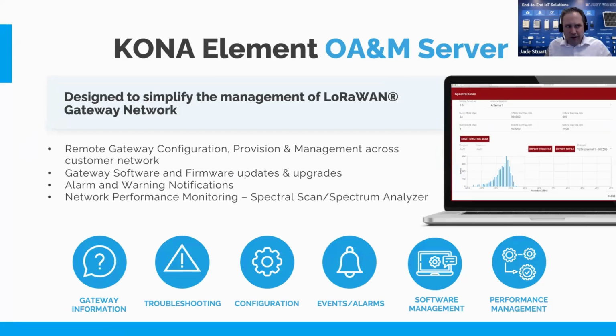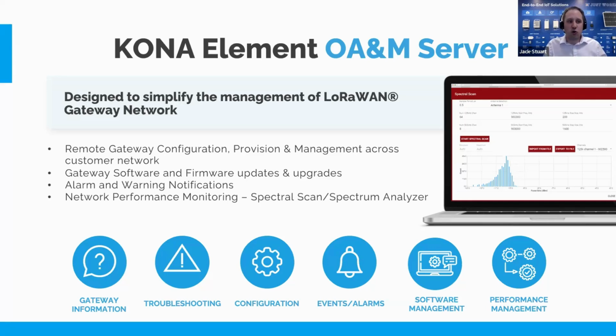Now, earlier, Frank walked you through the gateway story and Tektelic's portfolio specifically, and I'd like to take a minute to talk about our Kona Element Operations, Administration, and Management Server. I mentioned earlier in the presentation that Tektelic's goal is to empower our customers to deploy and manage LoRaWAN networks for the lowest total cost of ownership over the duration of the full deployment. So typically that's over 10 years.